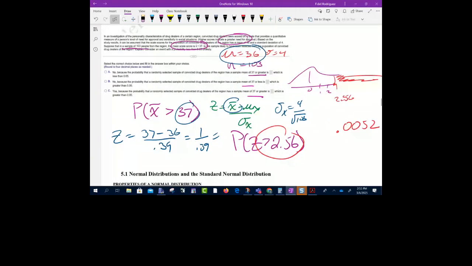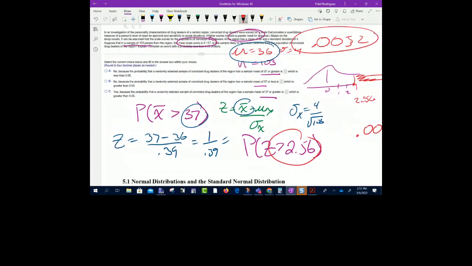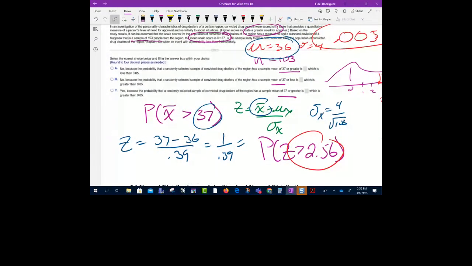All right. So y'all, 0.0052. Look, they want me to go to 4 decimal places. So let me just write it right here so that we got our answer. Now I got to figure out which one am I going to choose? No, because the probability of convicted samples is whatever my number is, which is less than 0.05. No, because my answer 0.0052 is greater than 0.05. Or yes, because my sample means, and we're doing greater, y'all, because we were talking about a greater need, right? Higher scores. So I can already eliminate this one here.